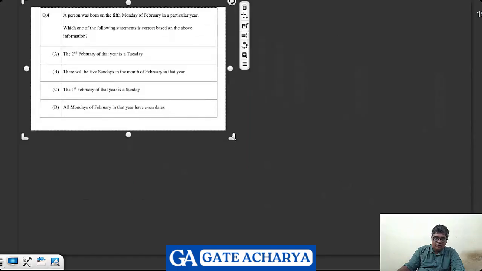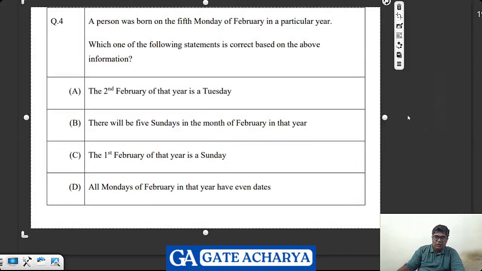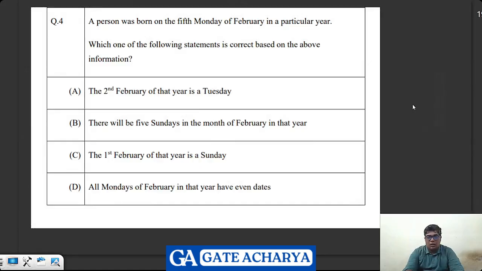Now this is a question where, okay, what is said here? A person was born on the fifth Monday of February in a particular year. Which one of the following statements is correct based on the above information? The 2nd February of that year is Tuesday. There will be 5 Sundays in the month of February in that particular year. The 1st February of that year is Sunday. All Mondays of February in that year will have even dates.